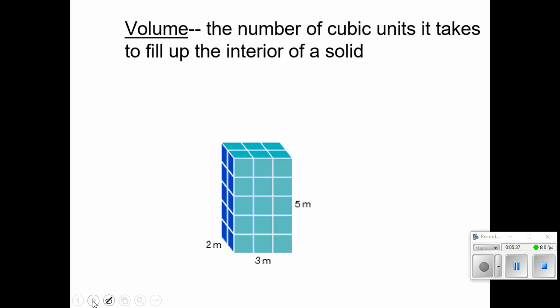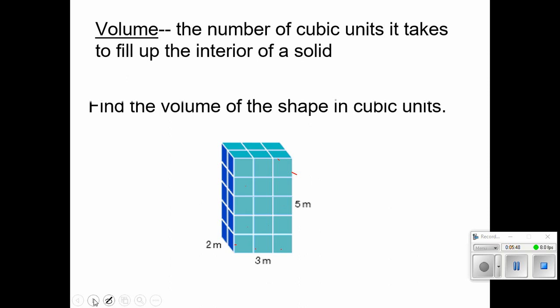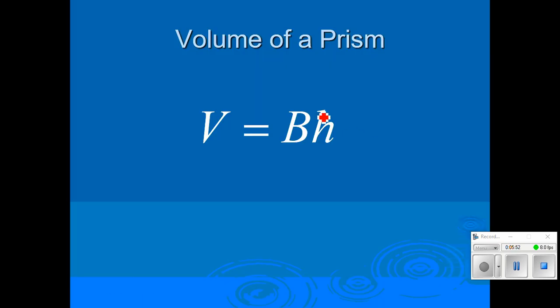The volume formula is the number of cubic units it takes to fill up the solid. So the number of cubes that we would fill inside of a figure. So it's unit cubed all the time. So to find the volume, again, it's about the base. When the base is not a rectangle, we still have to find the area of the base, and we multiply it by the height.